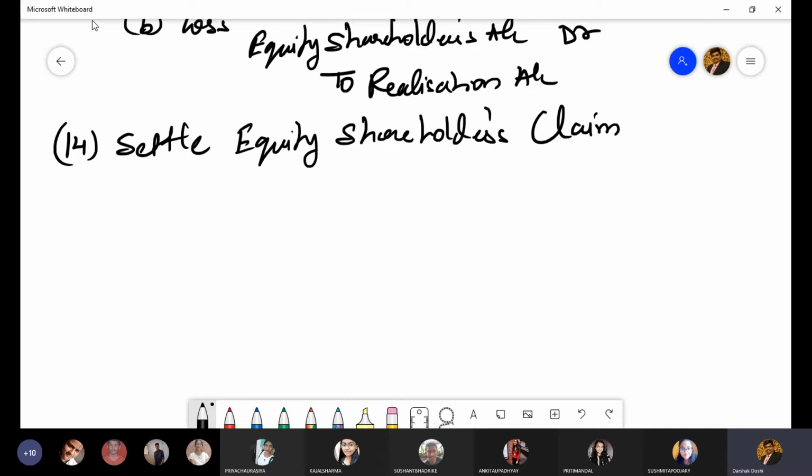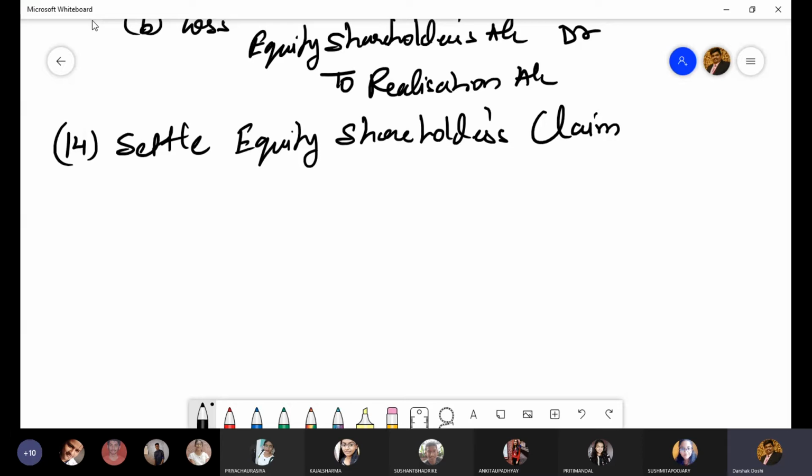Once equity shareholders are paid, all your accounts which you have opened should tally. The reason behind it is equity shareholders are the last person to be paid off. So once equity shareholders are paid off, nothing should be balanced in any of the accounts.